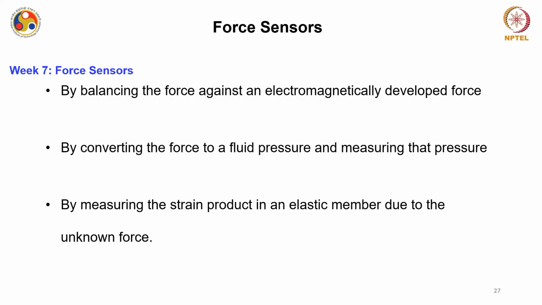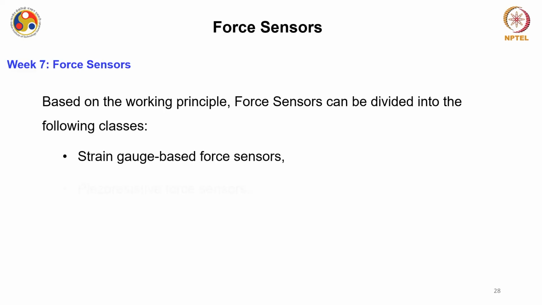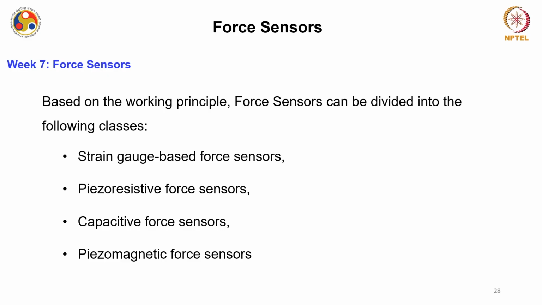Other methods were balancing the force against an electromagnetically developed force, or converting the force to a fluid pressure, measuring that pressure, and utilizing the area to calculate the force. Or measuring the strain in an elastic membrane due to some unknown force. The principles of these sensors were used for fabrication of different sensors using different transduction techniques. So you have the strain gauge based force sensor, then piezoresistive force sensors, and we also talked about piezomagnetic and capacitive force sensors.